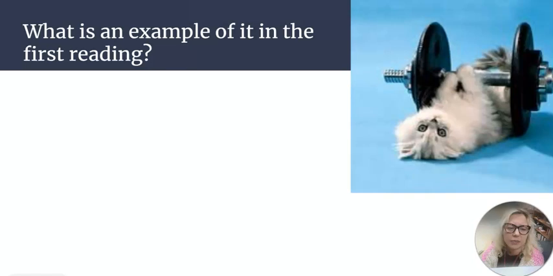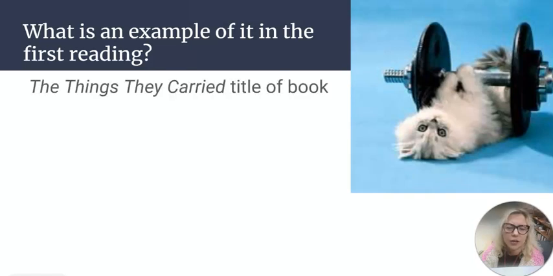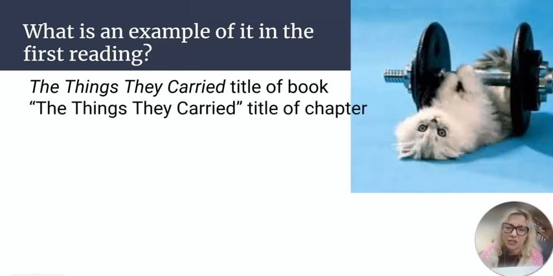What are some examples from the first 58 pages? Well, first of all, we've got the title of the book, right? Whenever a motif is in the title of a book, you know it's significant, right? And you can talk about it as such. It's also the title of the first chapter. Notice that I've got this italicized because it's a large work. This is in quotation marks because it's within a larger work, a smaller work within a larger work.